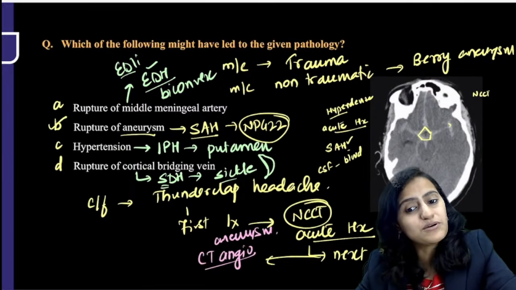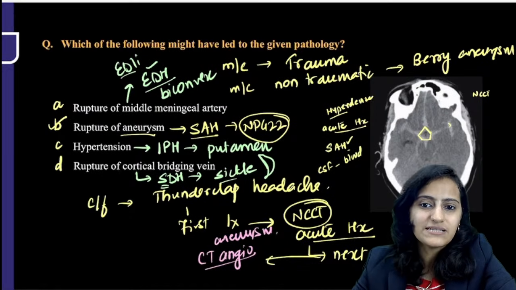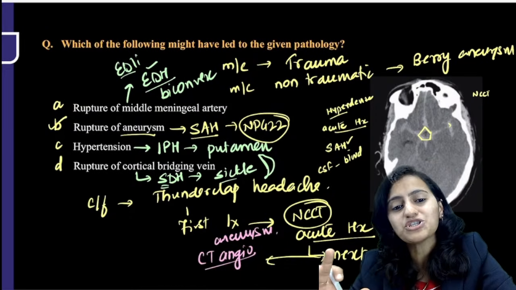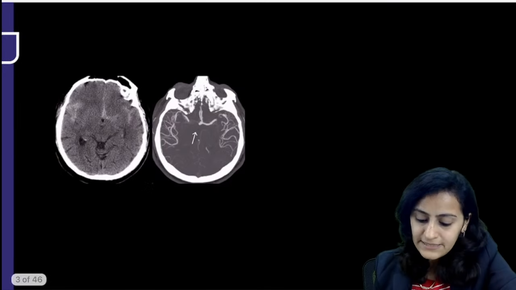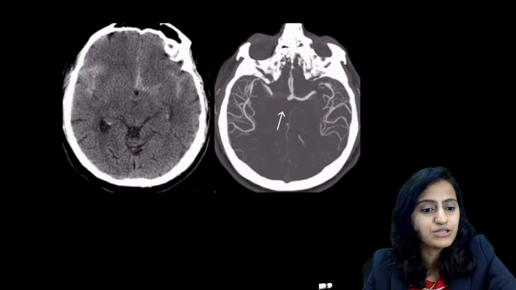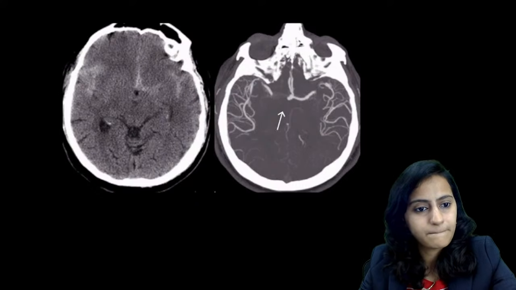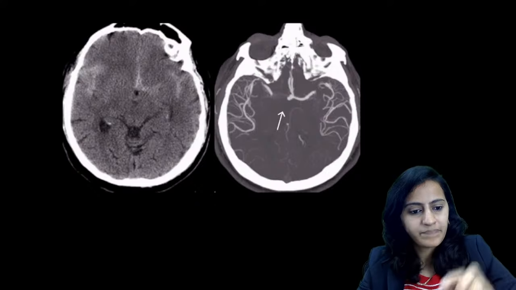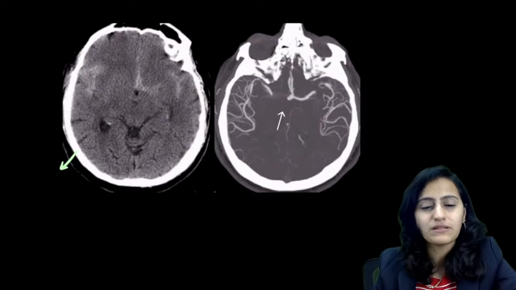Recent FMGE exam also had a question on EDH. So these acute brain hemorrhages, EDH, SDH, SAH, intraparenchymal hemorrhage are very, very important and we should know how to identify them. Have a look at this next image and tell me what you are seeing here.